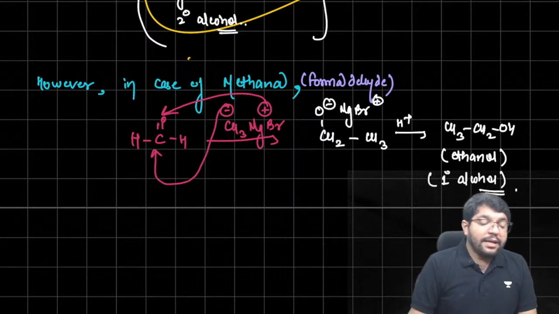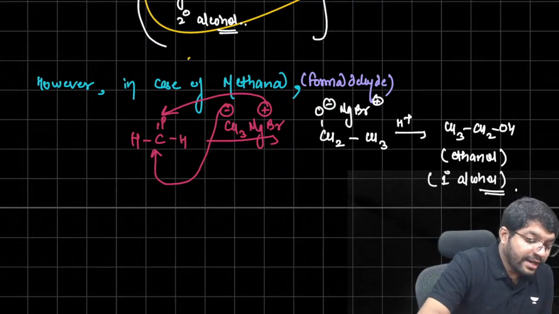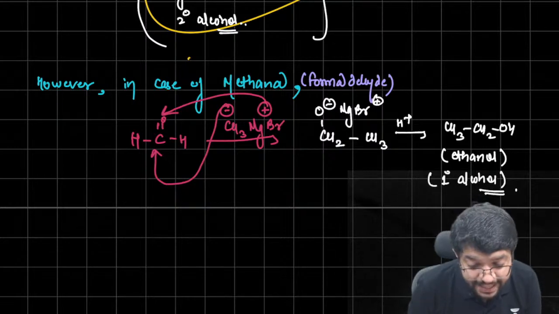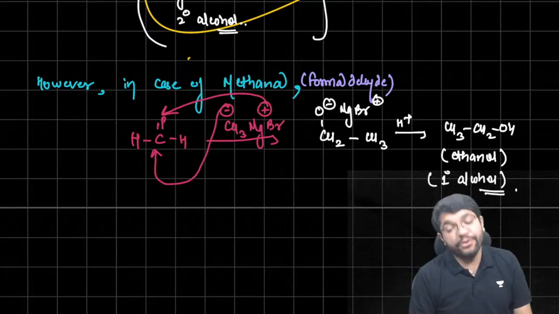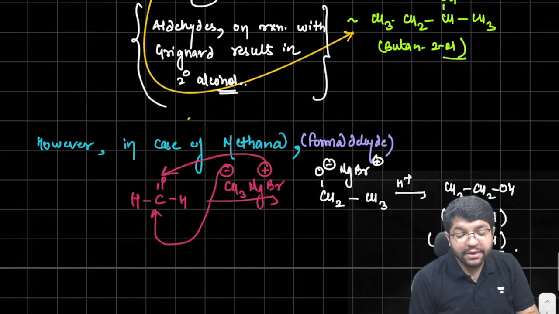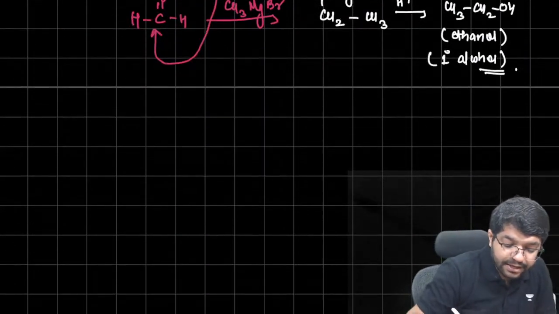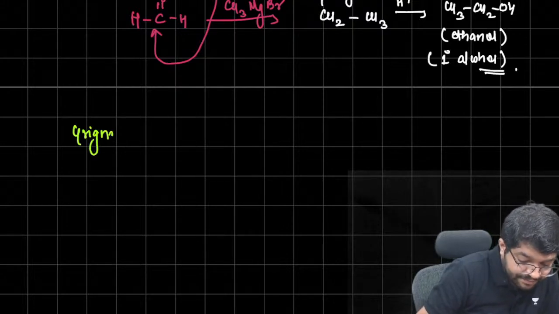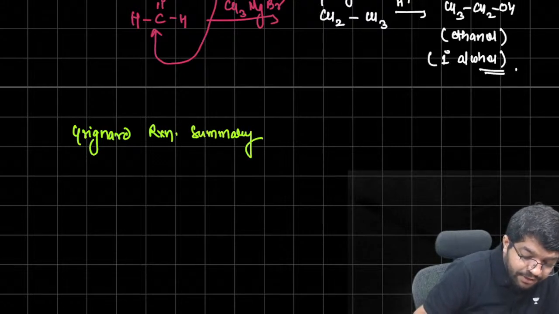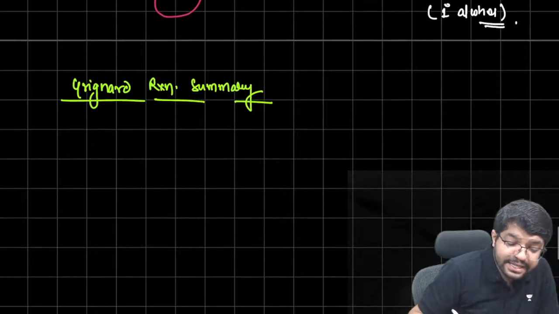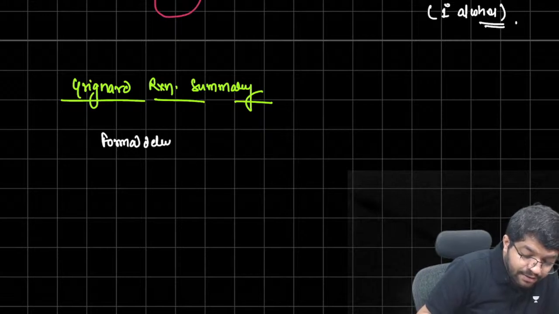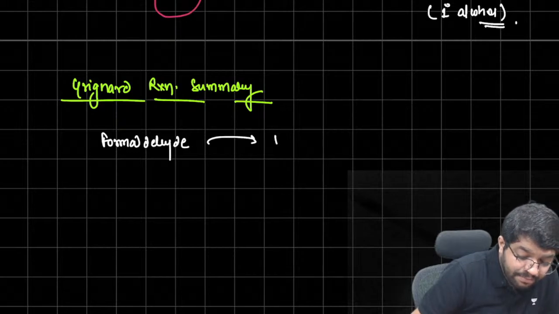Quickly pen it down, and you will realize that it actually resulted in a primary alcohol. You may pen down these three reactions quickly so that when you pen down the summary, it is going to be the Grignard reaction summary. A beautiful thing to take down from here is that only formaldehyde will result in the primary alcohol.